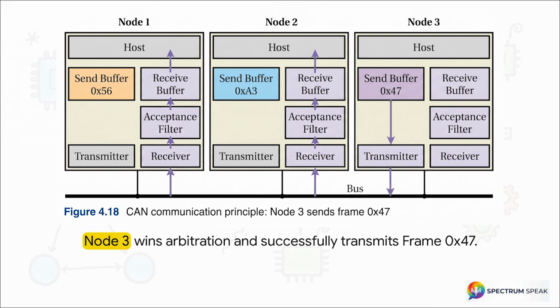Well, remember our rule. The lowest identifier gets the highest priority. If we just compare those hexadecimal values, hex 47 is the smallest number. So node 3 powers through the arbitration phase bit by bit because it has the most dominant zeros early on in its identifier. Node 3 wins. It successfully broadcasts its frame onto the bus where nodes 1 and 2 receive it. Those other 2, they just have to sit back and wait.